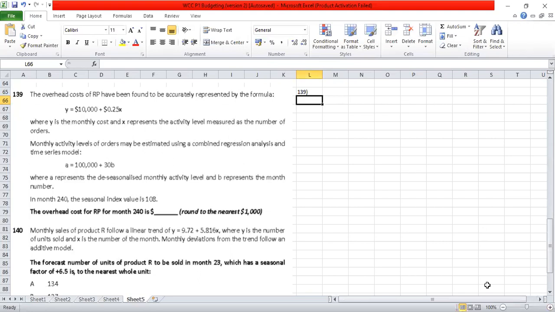Question number 139. Excel only, no? You are able to see.